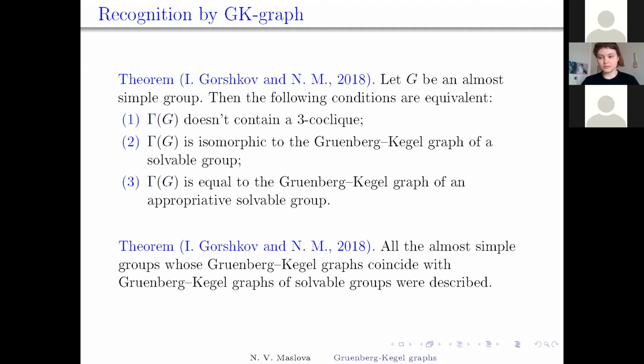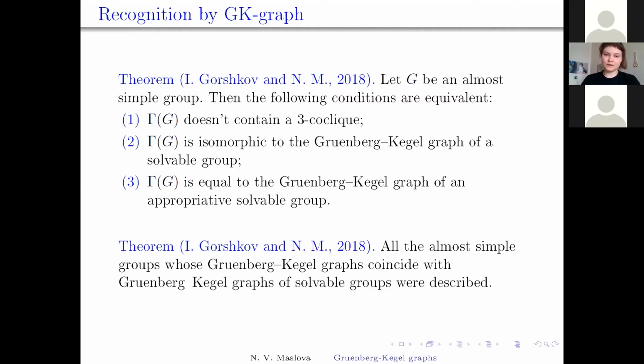First of all, let us mention our results with Ilya Gorshkov. If G is an almost simple group, then the following conditions are equivalent. Its Gruenberg-Kegel graph doesn't contain a induced free click.